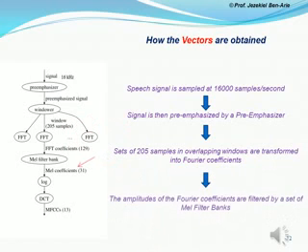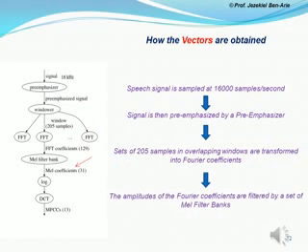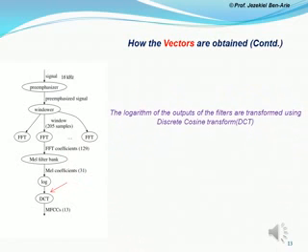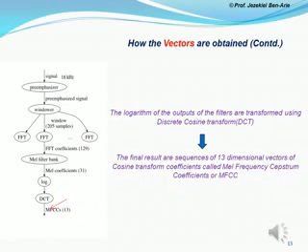Next, the amplitudes of the Fourier coefficients are filtered by a set of Mel filter banks. At the very next stage, the logarithms of the outputs of the filters are transformed using cosine transform. Finally, 13-dimensional vectors of the cosine transform coefficients are found. These are called Mel frequency Cepstrum coefficients, or in acronym the MFCC.